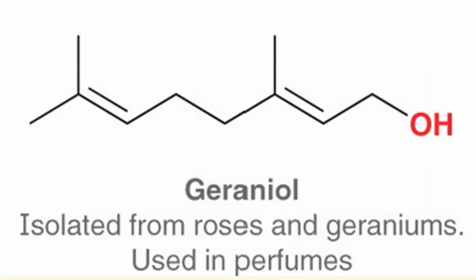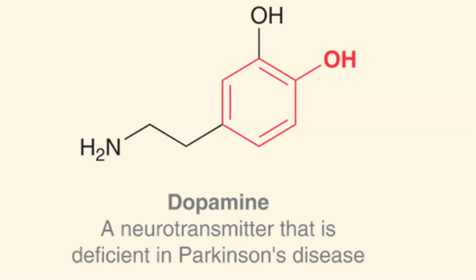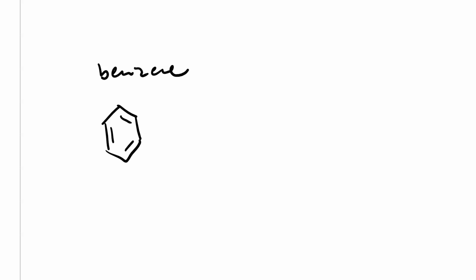This alcohol is known as geraniol. It's got a pleasant odor, and it can be found in geraniums and roses and perfume. Here's dopamine. It's a special kind of alcohol called a phenol. Phenol is benzene with a hydroxyl group. Phenols share some properties with alcohols and have some properties to themselves. They tend to be quite a bit more acidic, like millions of times more acidic than alcohols.